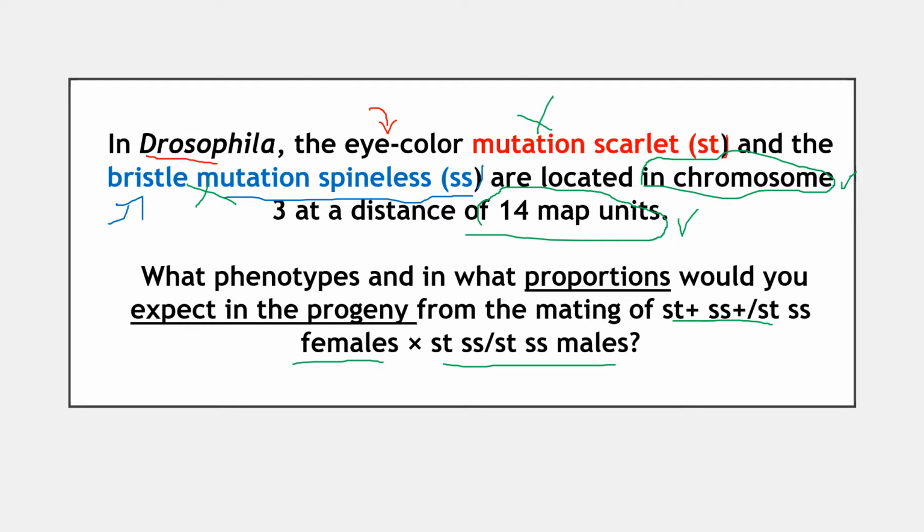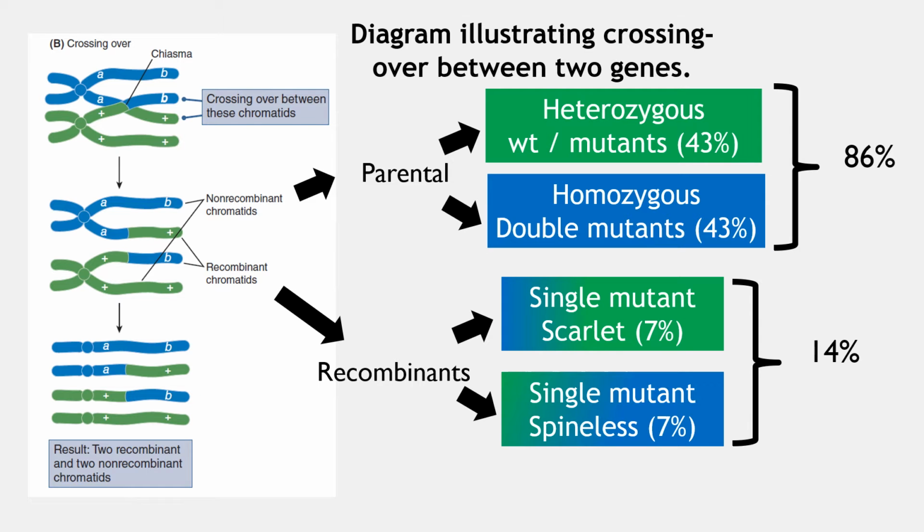So it's pretty easy. Let me show you the answer. The answer is very easy. So the parentals, you see here, these two will have 43% and the other one will also have 43%, while the recombinants will be 14%, because it's the distance that they give you. Each one will be 7%. And how do you come with that answer? Pretty easy. Let me show you in a second.